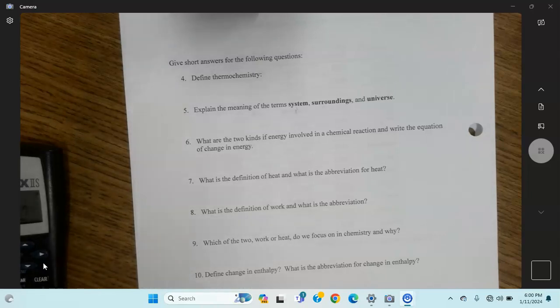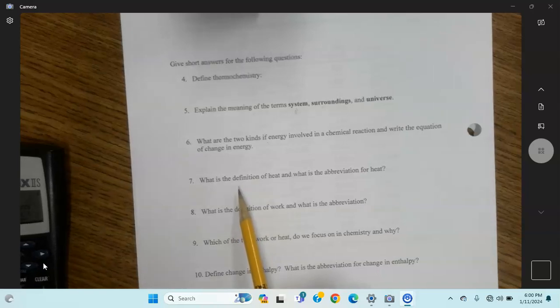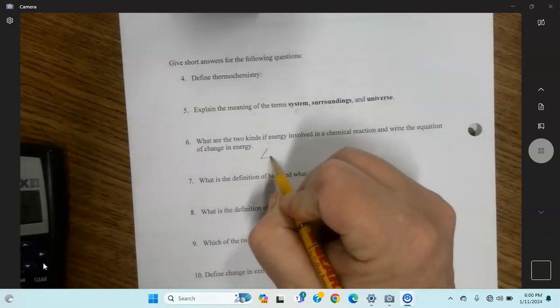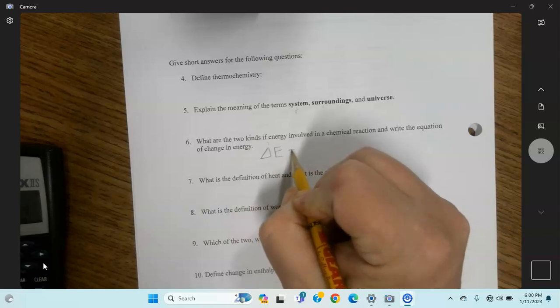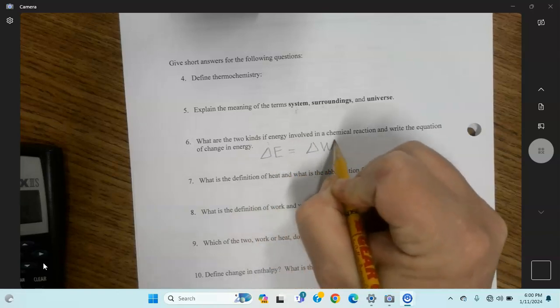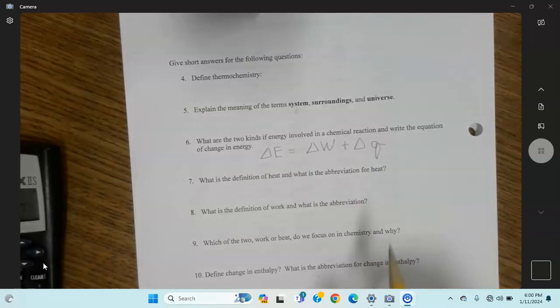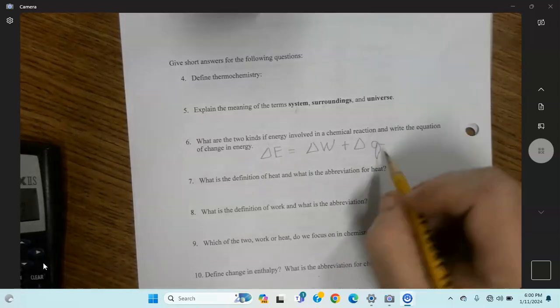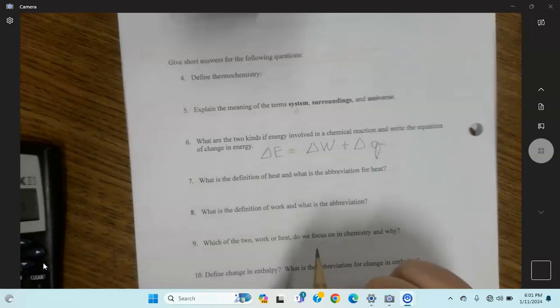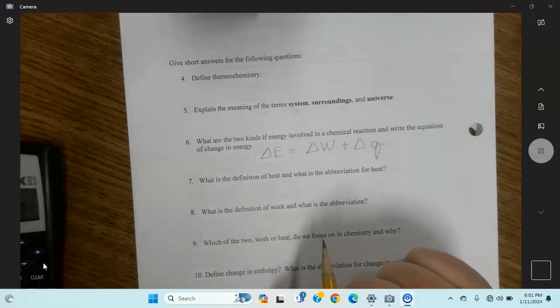Okay? What are the two kinds of energy involved in a chemical reaction? That would be work energy and heat energy. So that would be this. So change in overall energy equals change in work plus change in Q. Now, heat here is the generic form for heat. That's a Q. That's the way I make my Qs, is Q. It's not H. It's not delta H.